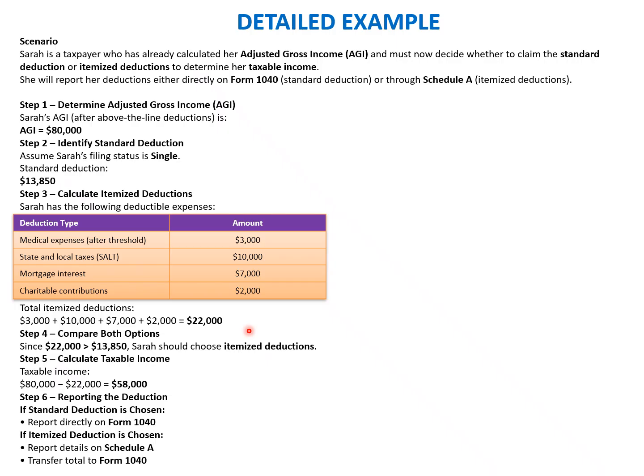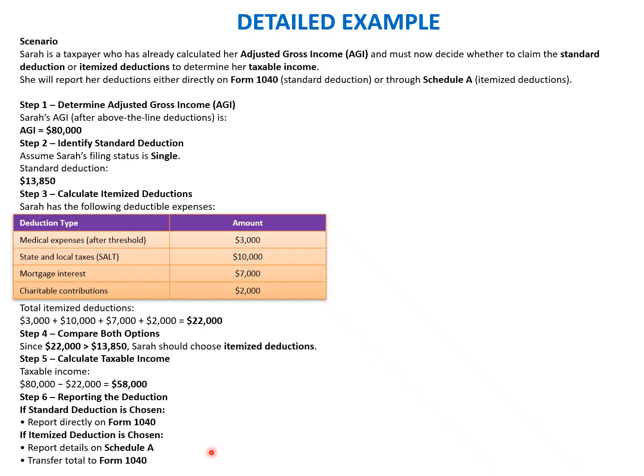Step four is to compare both the standard deduction as well as the itemized deduction. In this case, the itemized deduction is more than the standard deduction. Then definitely it is beneficial for Sarah to claim the itemized deduction, and this will be reduced from her adjusted gross income to get the final taxable income. So for reporting this deduction, if the standard deduction is chosen, report directly in Form 1040. If itemized deduction is chosen, then report it through Schedule A, which is then transferred into Form 1040.